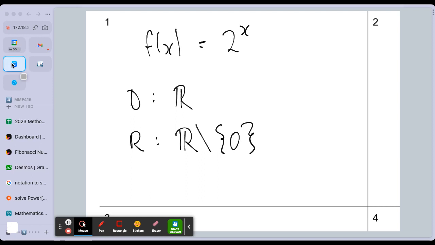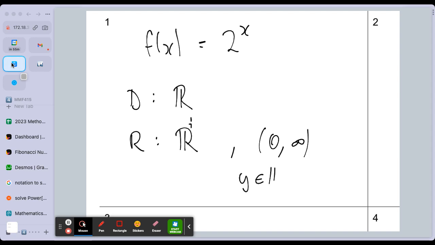No. Real positive, yeah. So real plus, it should have been. So if you didn't put the plus there, make sure you do. Actually, you know what? I don't even know that you need the "without 0", do I? Just real plus will be good enough. Or you could have written 0 to infinity, or you could have written y is a member of real, y greater than 0.